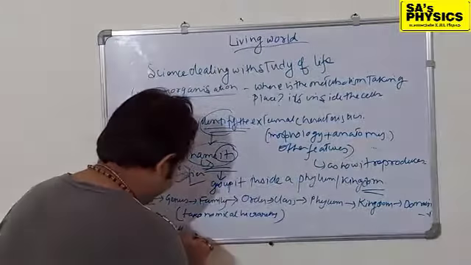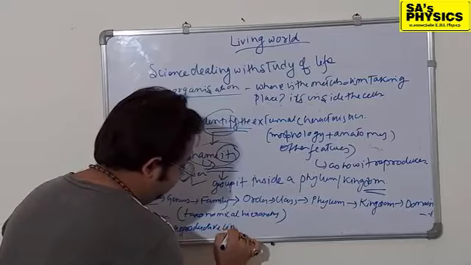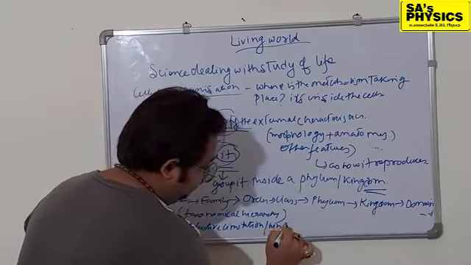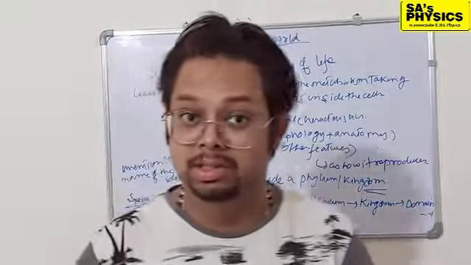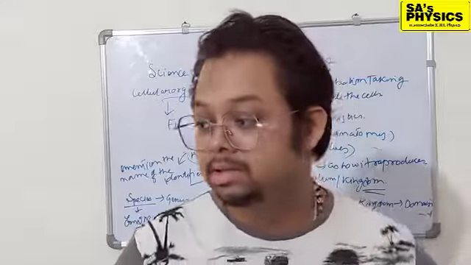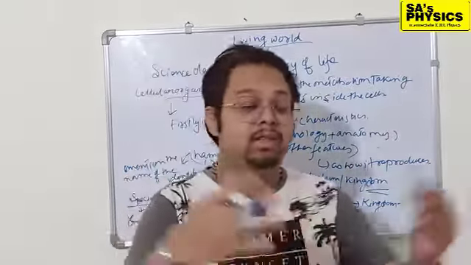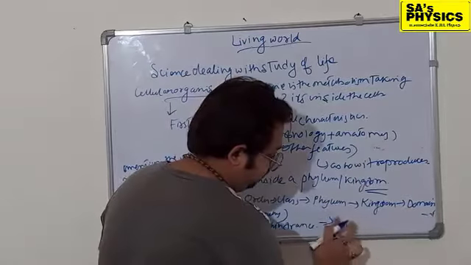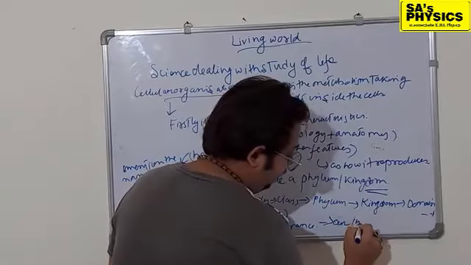So reproductive limitation or hindrance is the main criteria to define a species. How will you do this? This is one species, this is another species. How will you say that? If you try to mate them, they will in all probability produce an infertile offspring.